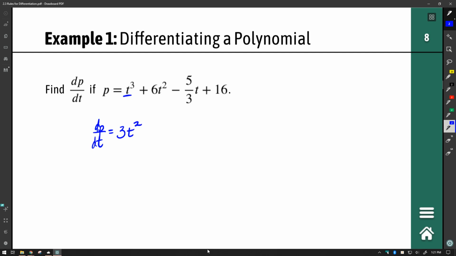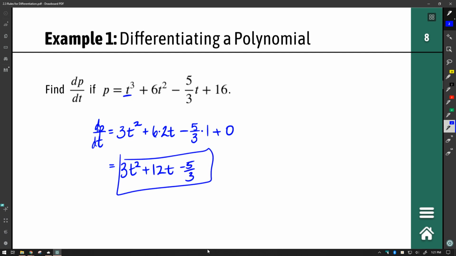be 3t squared. Then we use the sum rule and the constant multiple rule and say the derivative of 6t squared would be 6 times the derivative of t squared, which is 2t. Then we use the difference rule and the constant multiple rule and say this is minus 5/3 times the derivative of t, which by the power rule is 1. And finally, we use the derivative of a constant rule and say the derivative of 16 is 0. And we'll simplify that answer as 3t squared plus 12t minus 5/3 and have ourselves a result.